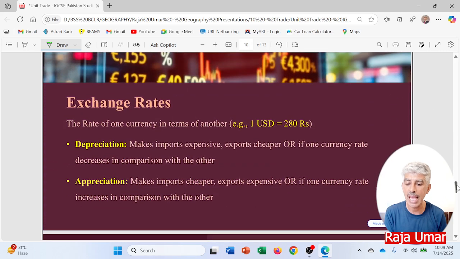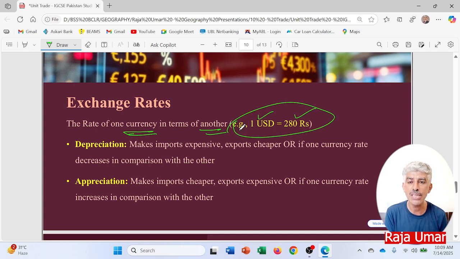The next topic is exchange rates. The rate of one currency in terms of another, a comparison of the currency rates of two. For example, if I say $1 is equal to rupees 280, this is the exchange rate of the Pak rupee in comparison with the US dollar.